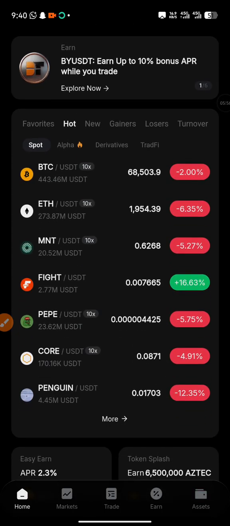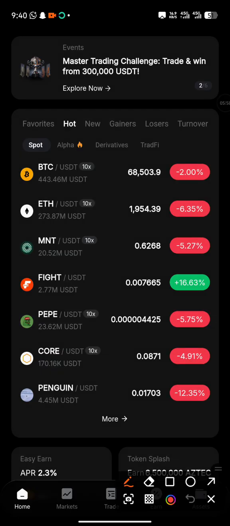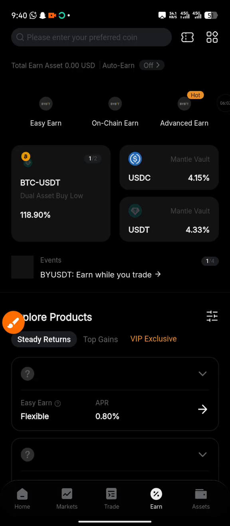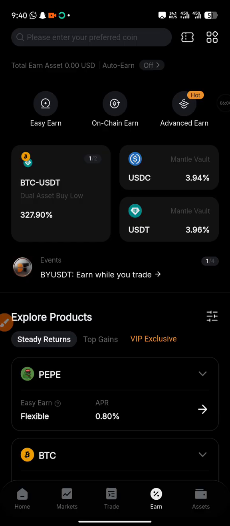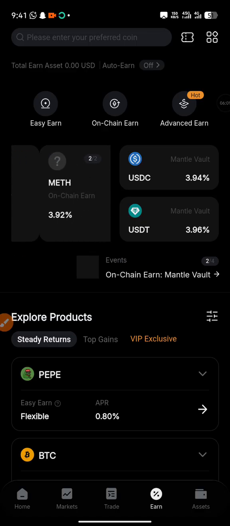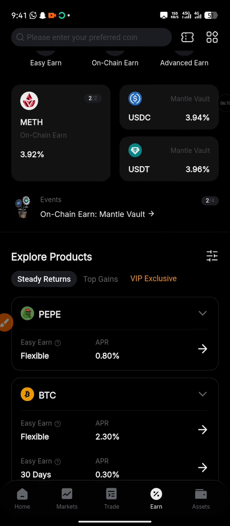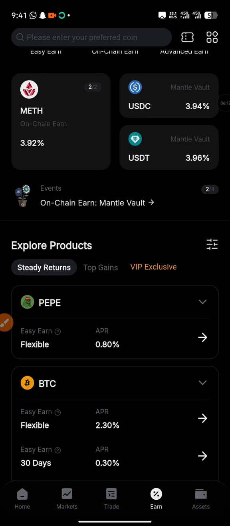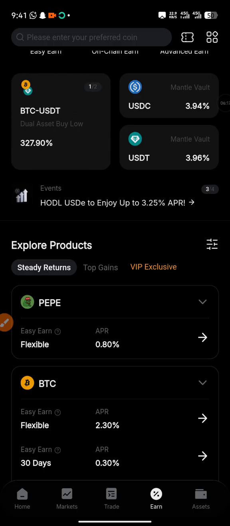So what you just need to do is quickly navigate yourself to the earning sessions, which is here. Go to the earning sessions. If you come to the earning sessions, there is what we call Easy Earn, On-Chain Earn, and also Advanced Earn.